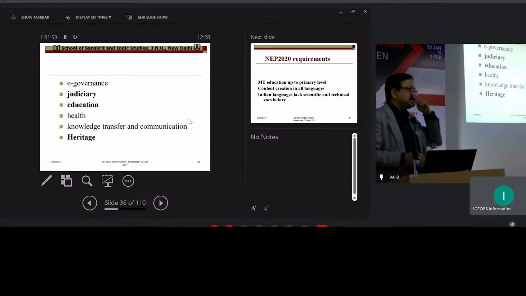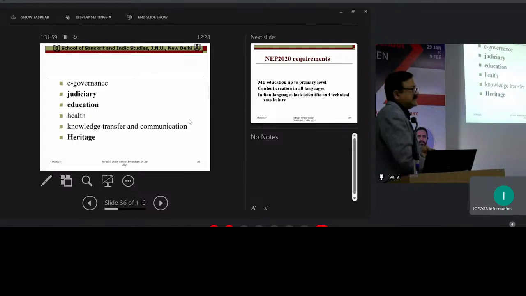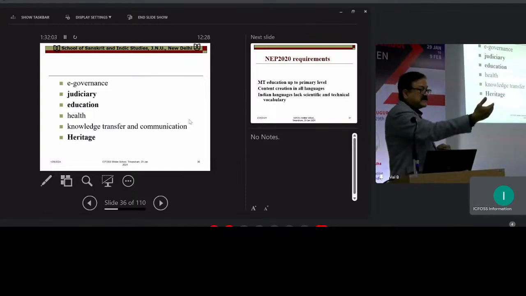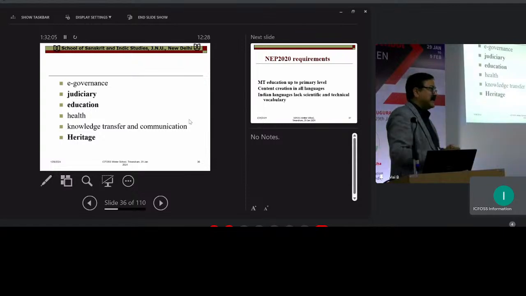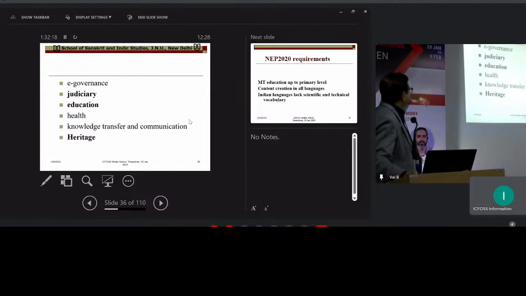Governance in India is for every person. So we have to have governance in Indian languages, judiciary in Indian languages, education in Indian languages, health in Indian languages. If you buy medicine, we don't know what is written there, because 90% of India does not speak English, yet medicines are in English. Right? Knowledge transfer, translation, and heritage, of course, all of that. But we're focusing on these three, the identity areas.